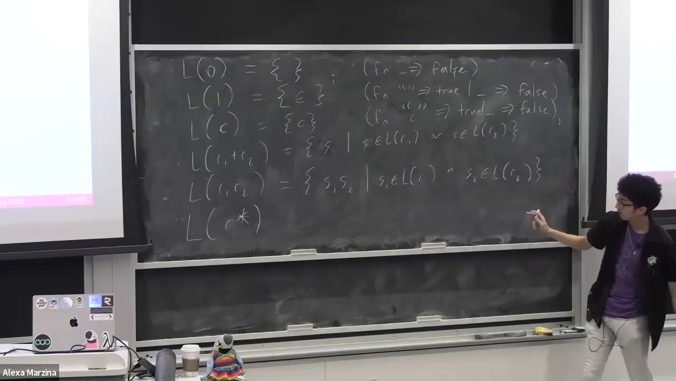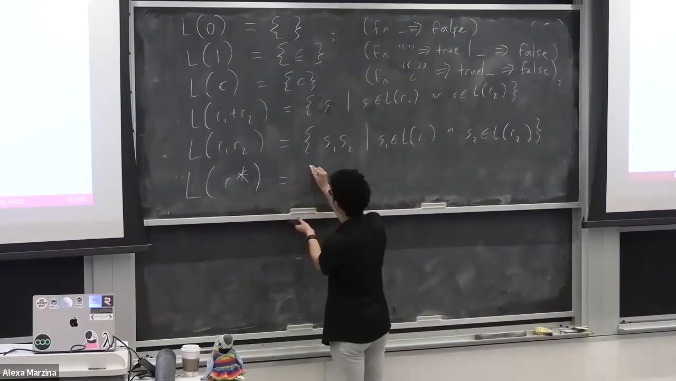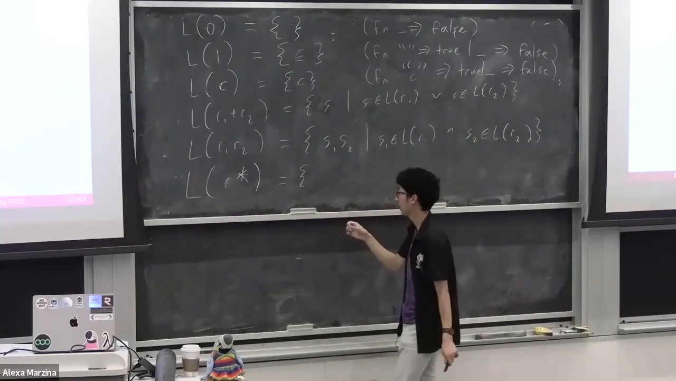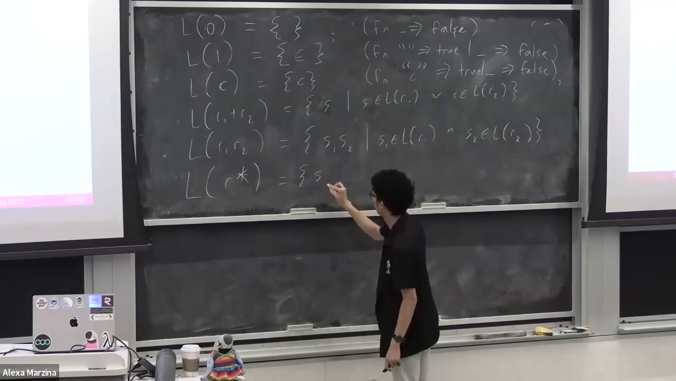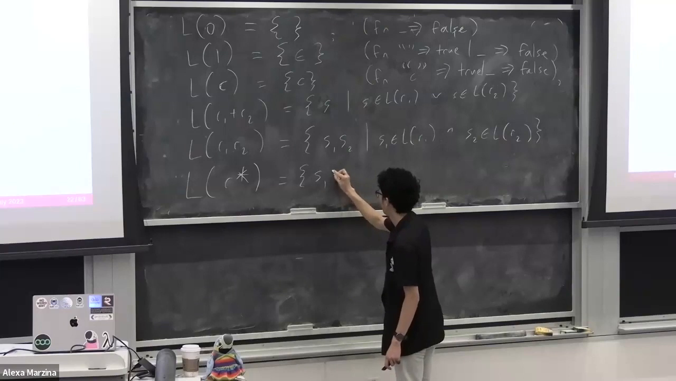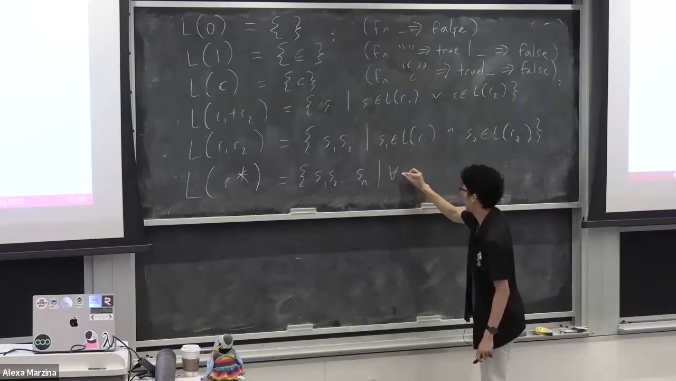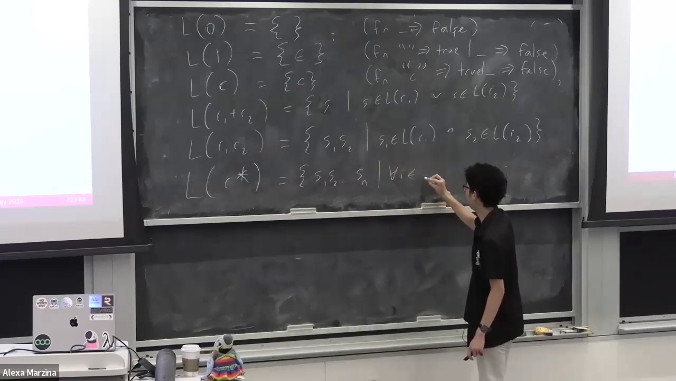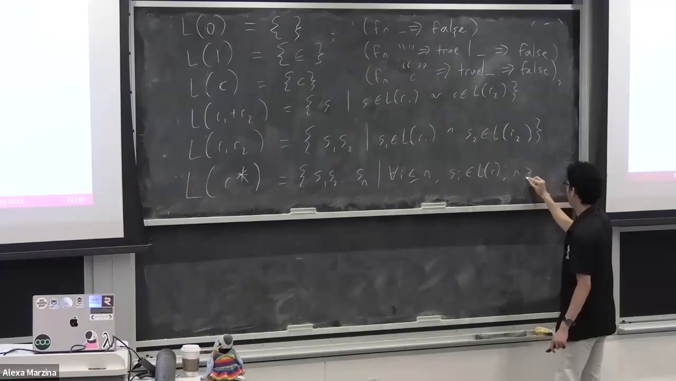Okay? And then finally, this one's a little harder to describe, but it's going to look like this. Let me think of the right quantification here. S1, S2, up to Sn, where for all i less than or equal to n, S i is in L of R, and n is greater than or equal to 0.